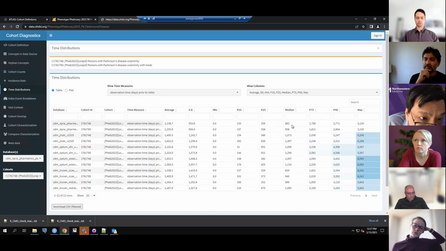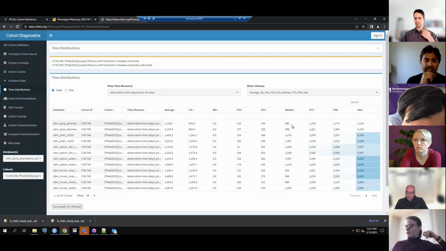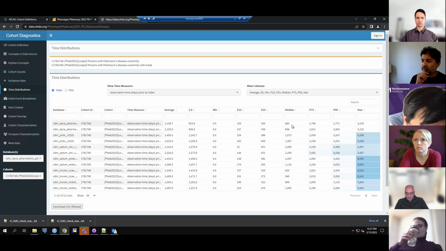So what you're observing in this table is the distribution of time observed in the data prior to the index date. What we're observing is that the median is at least 3 years for most people.